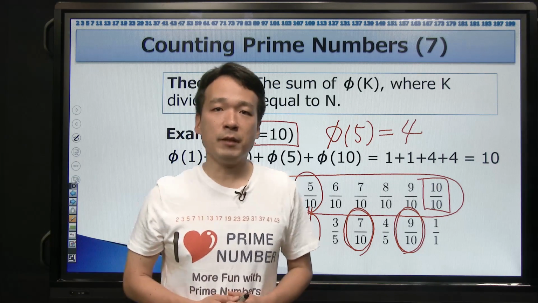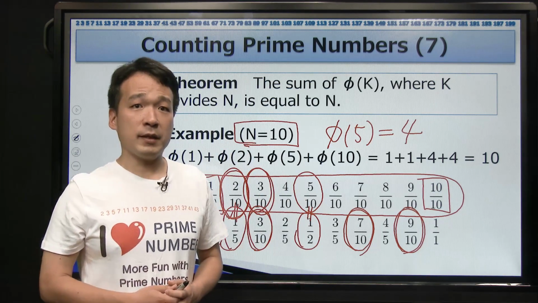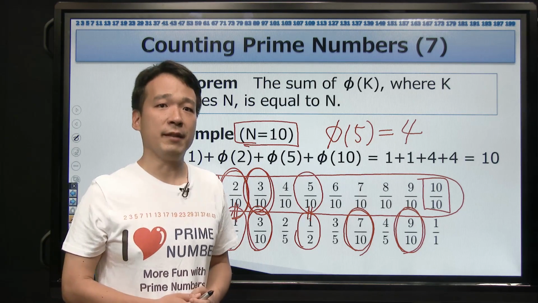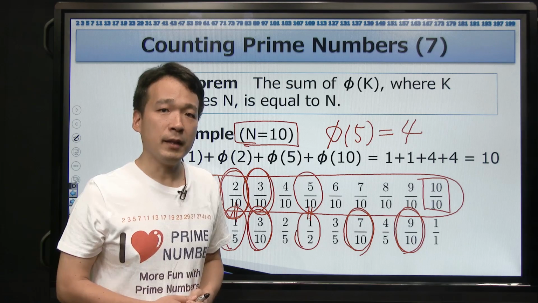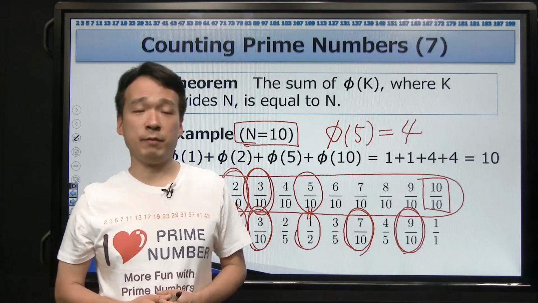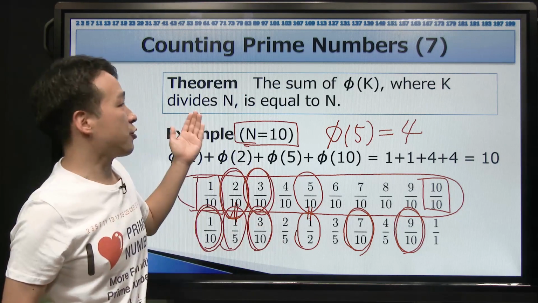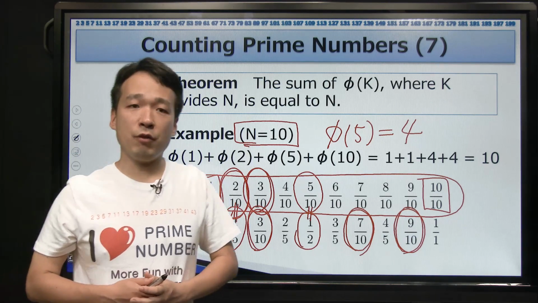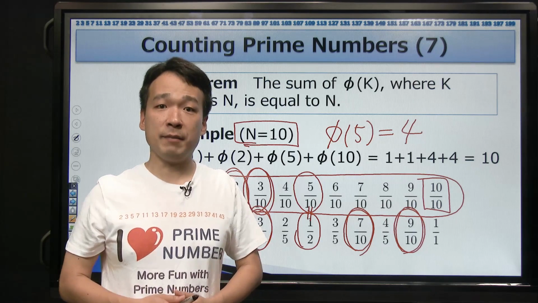By the same reason, we can prove that the sum of phi of k, where k divides n, is equal to n. This is one of the beautiful properties of Euler's totient function. This property will be used in the following lectures in order to study prime numbers.